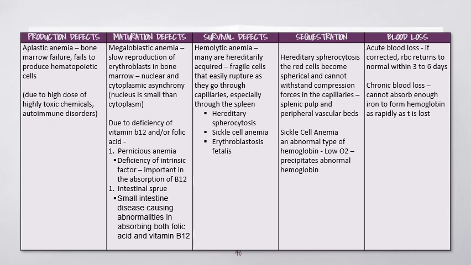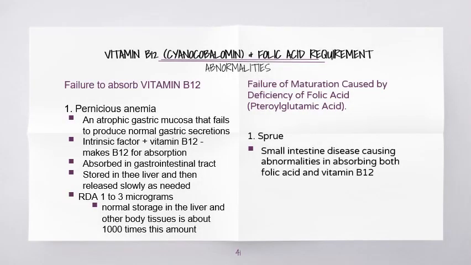So this is a table of the ones that I discussed. This one, I've already discussed. Could be failure or abnormalities in vitamin B12 and folic acid absorption. So it could be due to pernicious anemia, wherein you cannot absorb vitamin B12. I guess I wrote it down here.